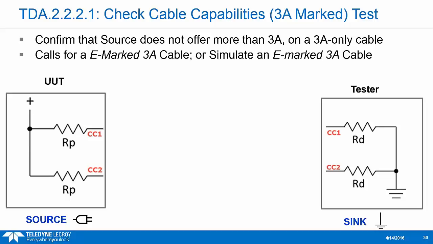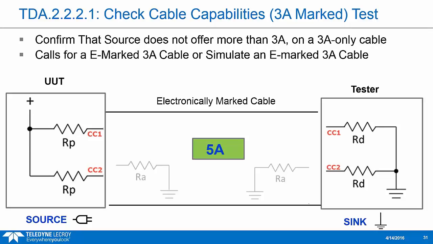So to complete this test, you need to use an E-marked cable. So that means it must have the chip that responds to SOP prime packets. But it should have a limited current rating of just 3 amps. It's not that easy to find a marked cable with only a 3 amp capability. Most full-featured cables we see have the 5 amp marker.